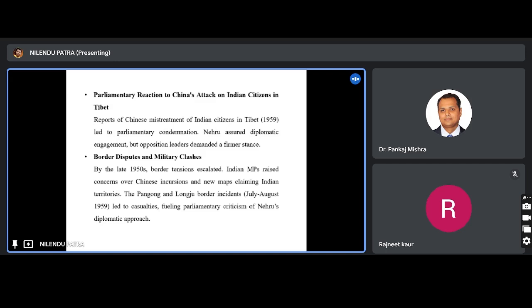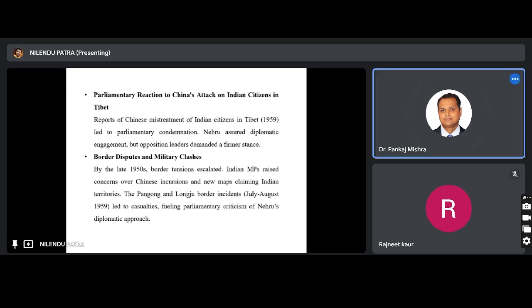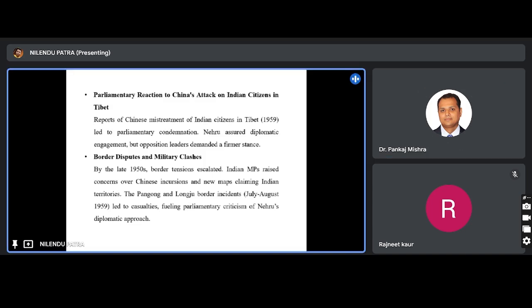Parliamentary reaction to China's attack on Indian citizens in Tibet. Reports of Chinese mistreatment of Indian citizens in Tibet in 1959 led to parliamentary condemnations. Nehru asserted diplomatic engagement, but opposition leaders demanded an armistice. Border dispute and military clash. By the late 1950s, border tension escalated. Indian MPs raised concern over Chinese incursions and new maps claiming Indian territories. The Pangong and Longju border incidents of July-August 1959 fueled parliamentary criticism of Nehru's diplomatic approach.